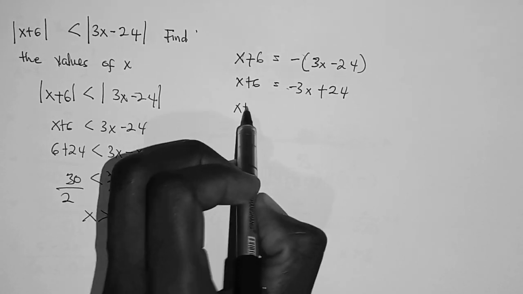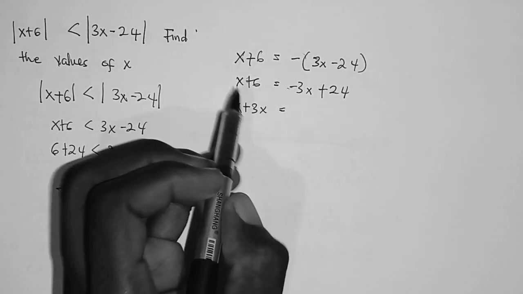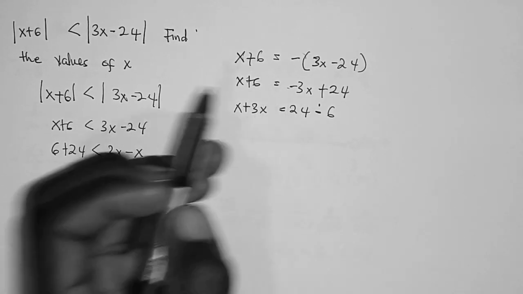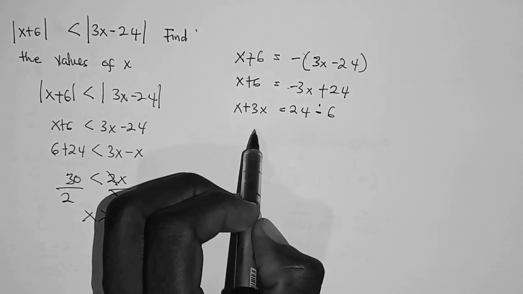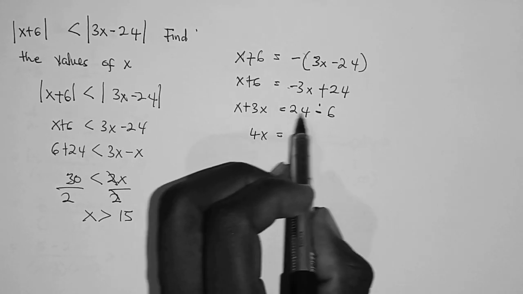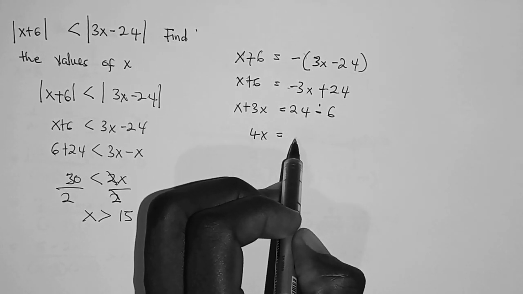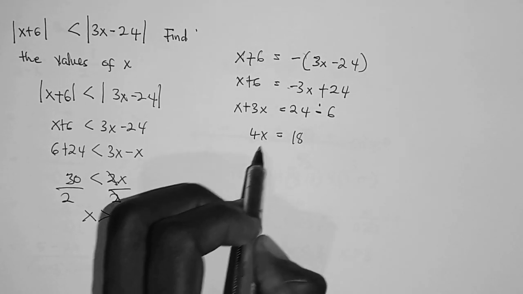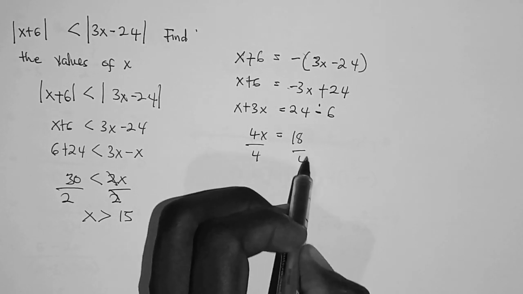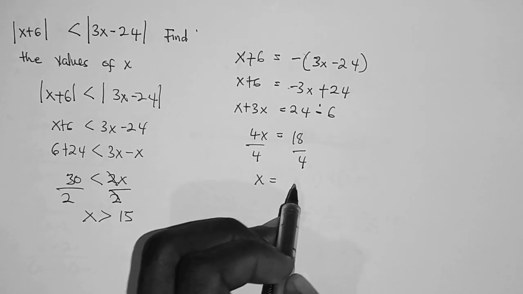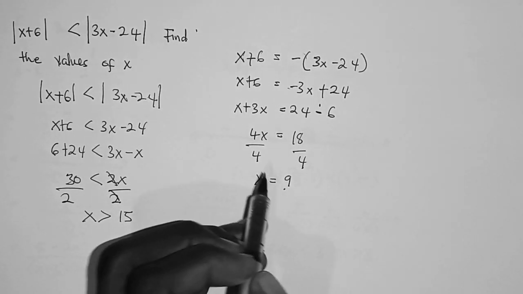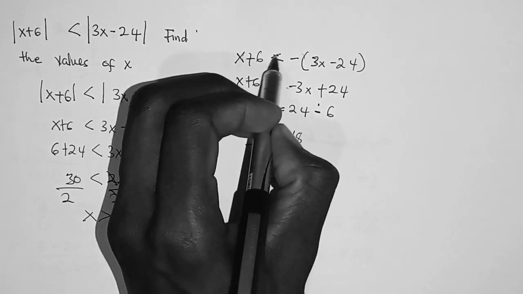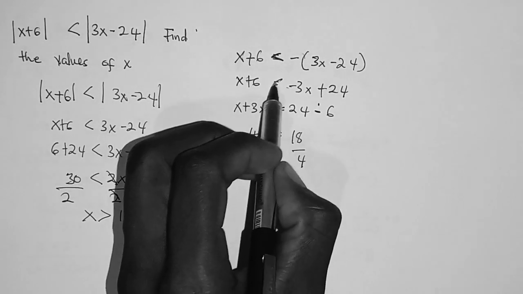It becomes x plus 3x equals 24, then minus 6. x plus 3x is 4x equals 24 minus 6 is 18. So we divide through by 4. Find out that x is equal to 9 over 2. Sorry, this is a less than. I forgot to bring the sign. The sign is less than sign.